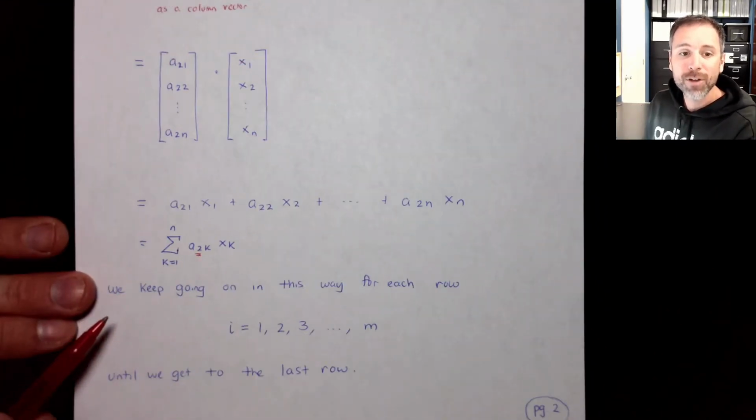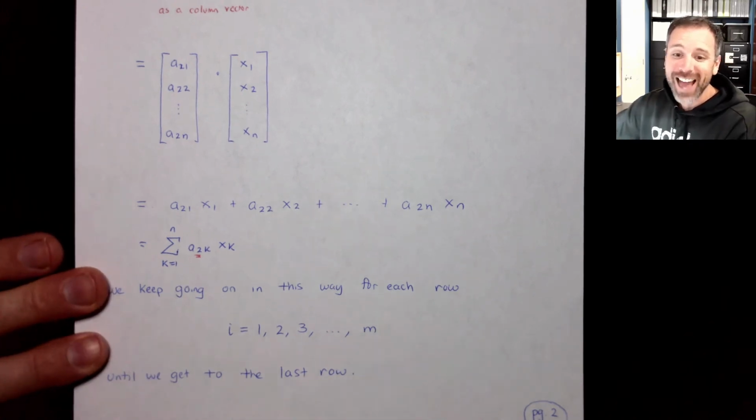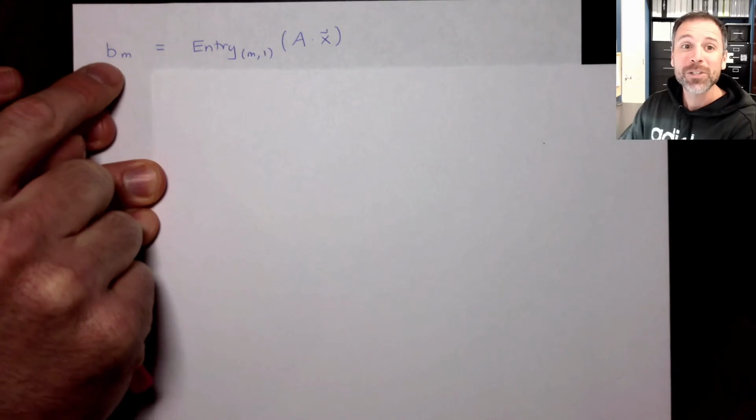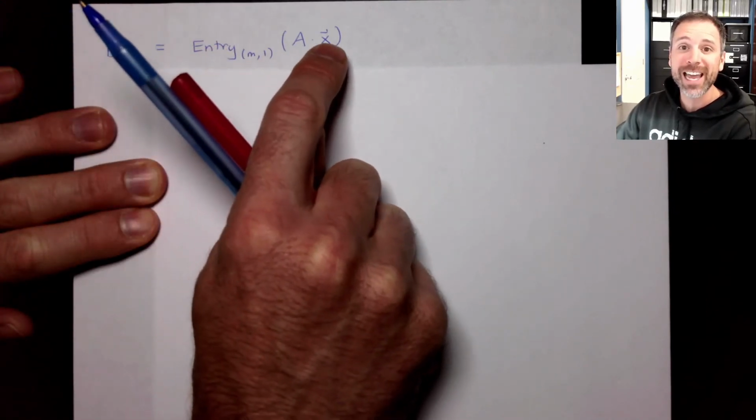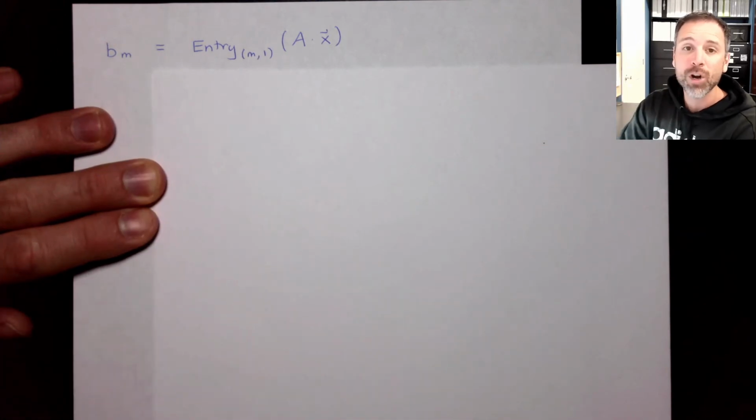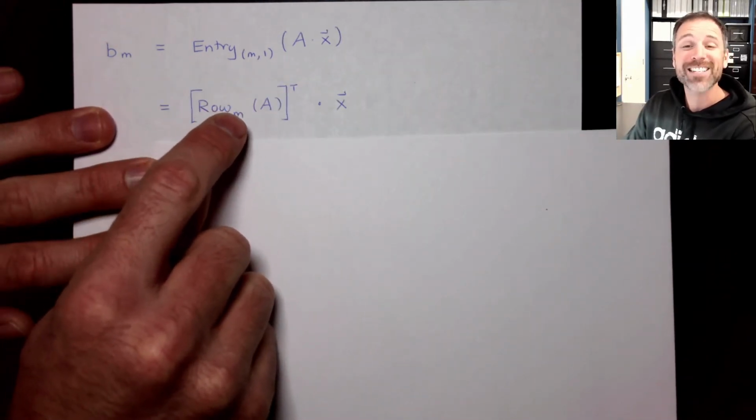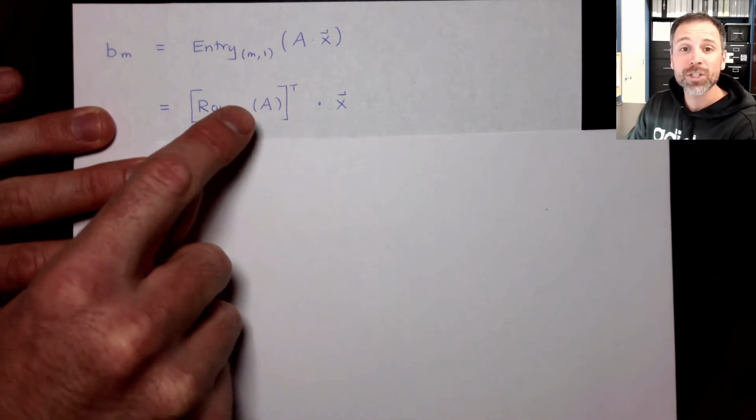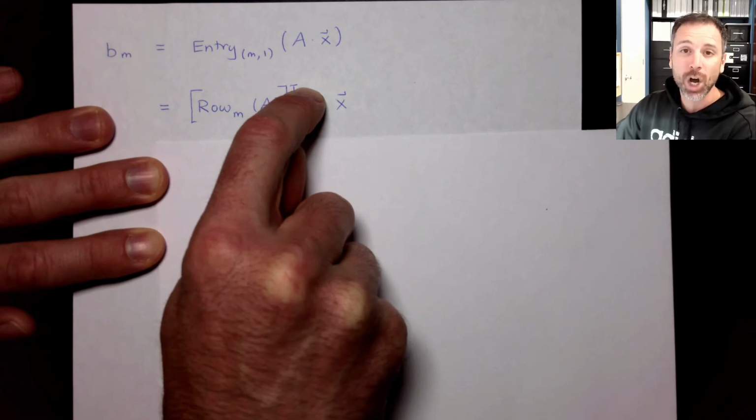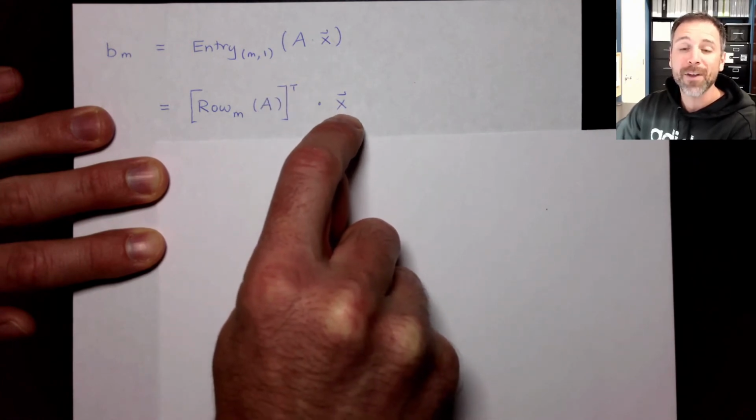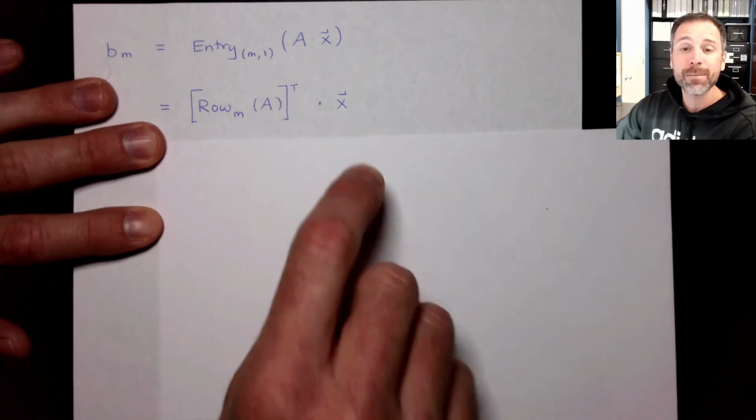We keep going on and on, and we get to the last entry of our vector, which we call bm. In other words, that is the entry of the product A times x in the mth row and first column. This definition is claiming that we can calculate that as a dot product between column vectors. The column vector on the left is going to be the mth row of A treated as a column vector with a transpose, and then the column vector on the right is going to be an n by 1 vector given by our input x.